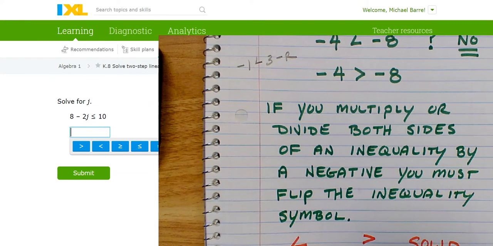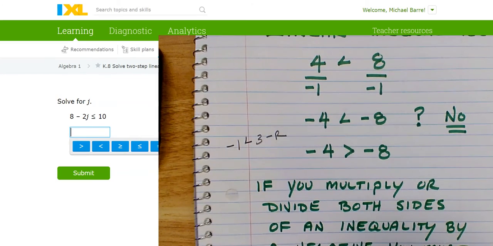Hey, it's Mr. Barr, and this is solving two-step linear inequalities. And you've probably seen this paper before.